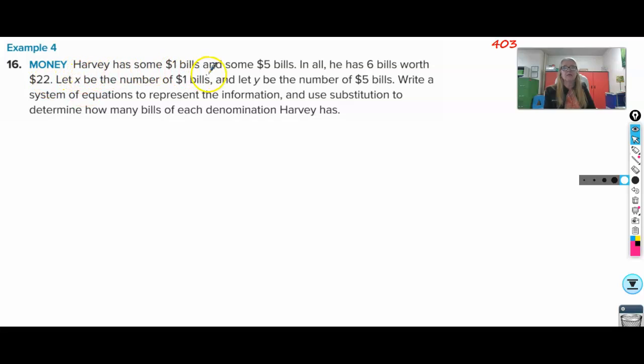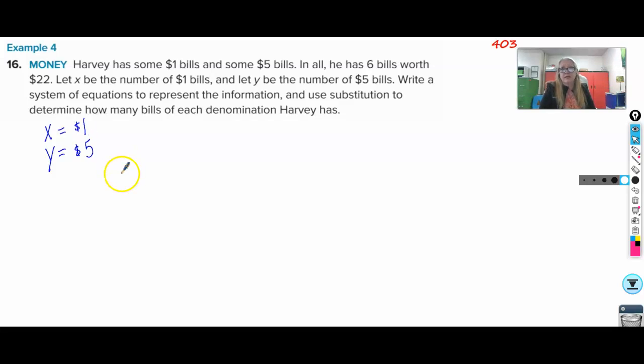Let x be the number of $1 bills and let y be the number of $5 bills. Write a system of equations to represent the information and use substitution to determine how many bills of each denomination Harvey has. So they've defined our variables for us. They said x is $1 bills and y is $5 bills. It almost doesn't seem like there's enough information to make 2 equations, but let's read it again.